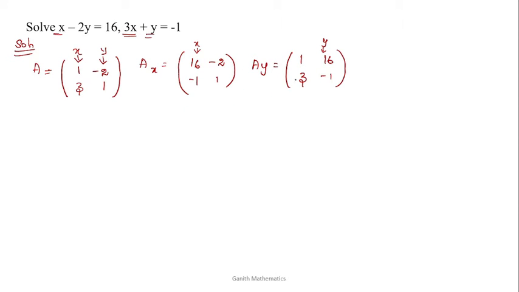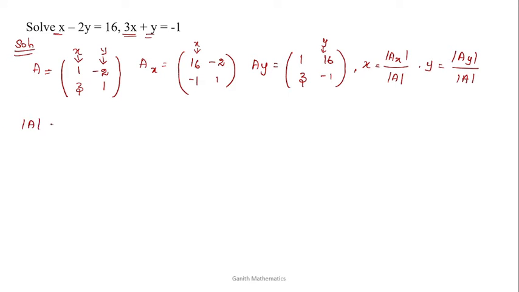So how will you find the value of x? The value of x will be determinant of Ax divided by determinant of A, and the value of y will be determinant of Ay divided by determinant of A. Right? So now before proceeding with the solution set, I am going to find the determinant of these matrices.